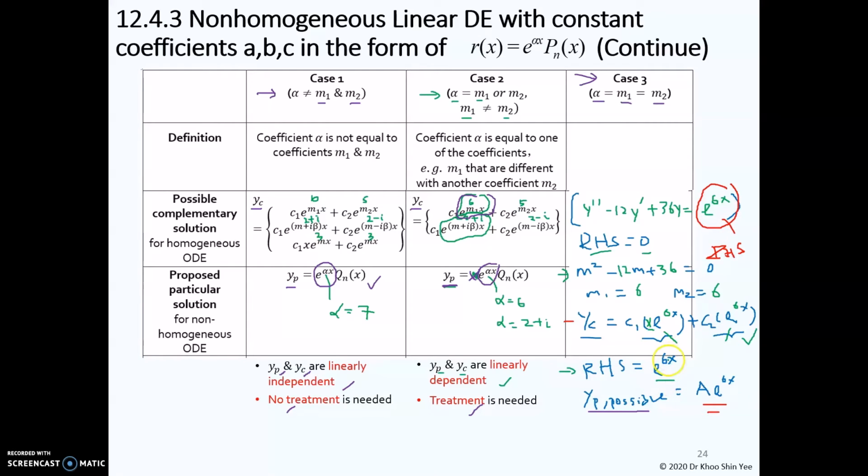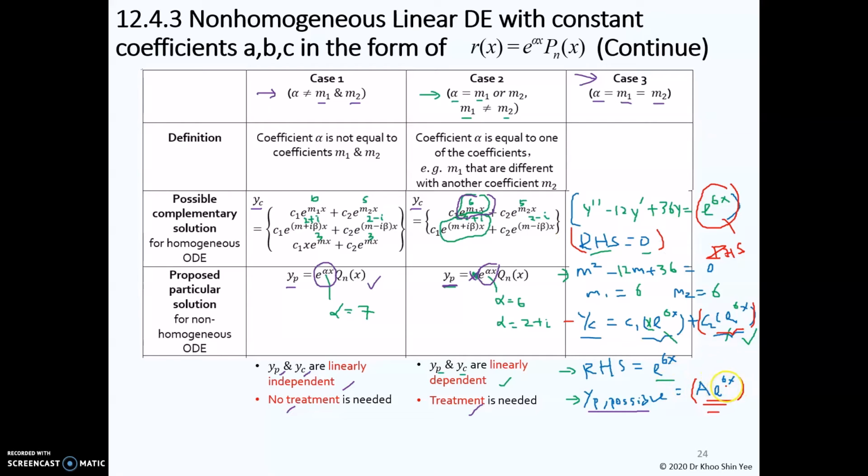So from here, you can propose the particular solution to be A e^(6x). To validate this particular solution, you need to compare it to the complementary solution. When you compare, you see that these two solutions are linearly dependent, which is bad. This is because when your yp is the same as one of the complementary solutions, it will make the right hand side equal to 0.